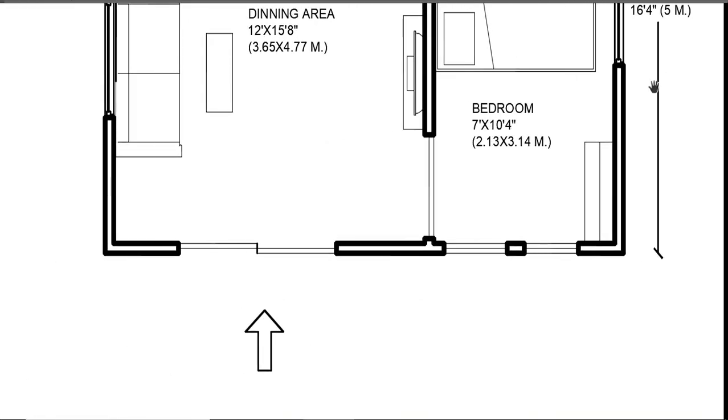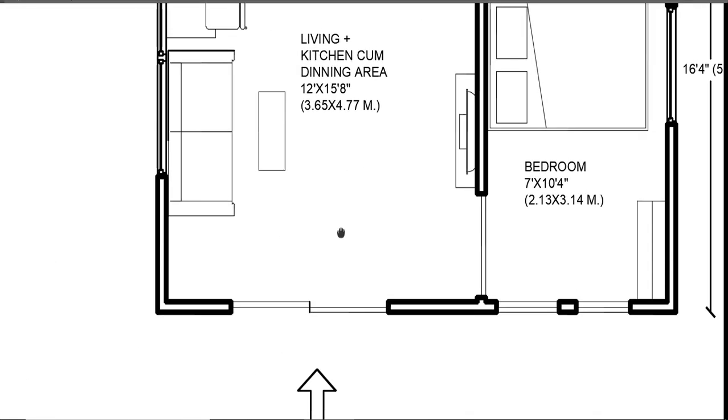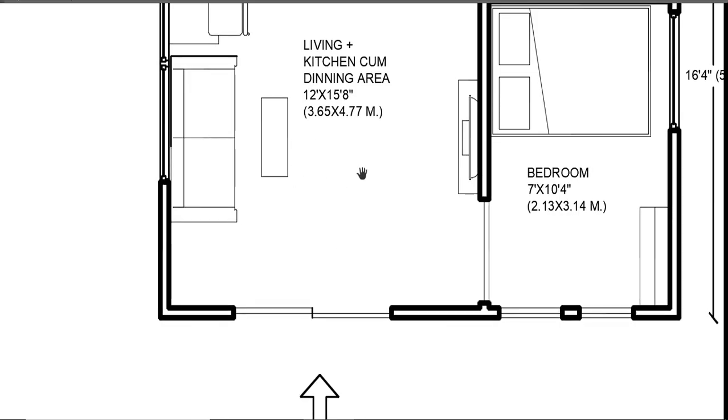So in the front we have sliding door here. After that we'll go inside. So we have living plus kitchen area in the front. You can see here the sofa arrangement, tea table arrangement and also TV unit on the front wall.